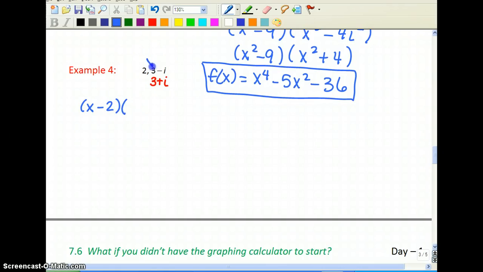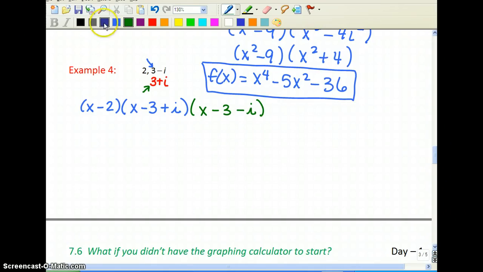Now I'm doing this one. I have to change the sign when you put it in. So it's x minus 3 plus i. Change both signs. Alright, now I'm going to do this one. Change the sign when you put them in. So it'd be x minus 3 minus i.